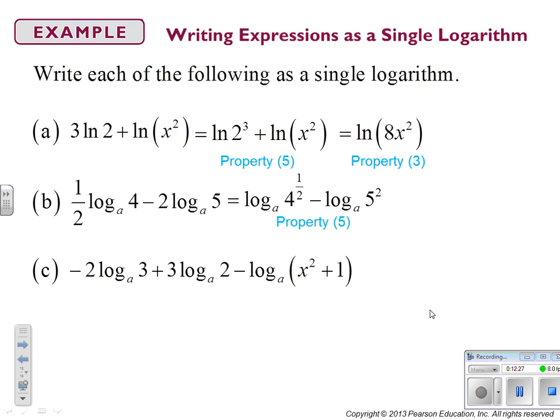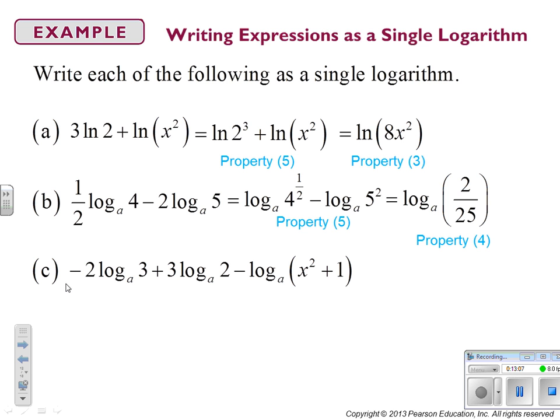All right, so for B, I'm going to take my coefficient in front of my logs and stick them back onto the interior. So I have log base A of 4 to the 1/2 and minus log base A of 5 squared. This minus sign means I'm going to put it as one log with division. So 4 to the 1/2 power is 2. It's like square root of 4. And 5 squared is 25. So this gets written as log base A of 2 over 25.